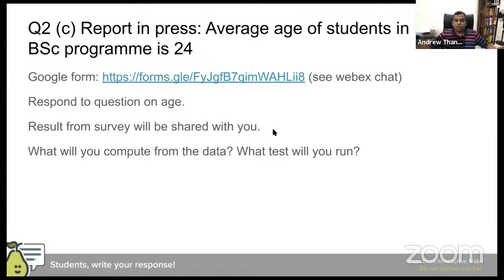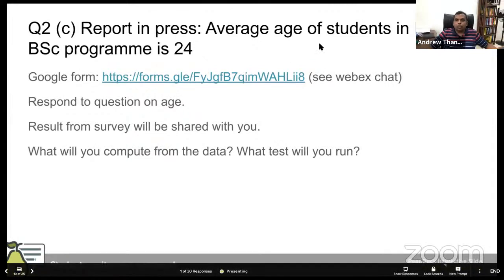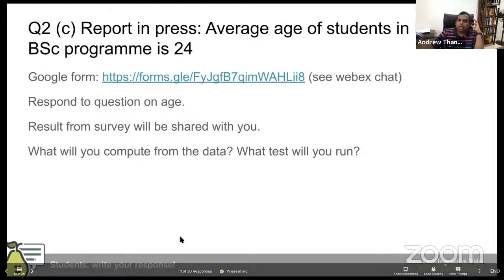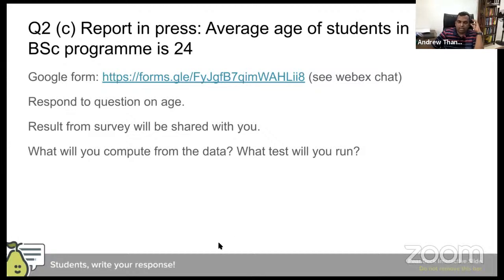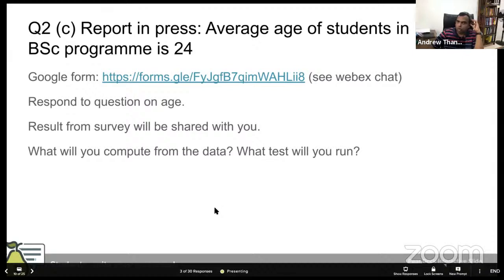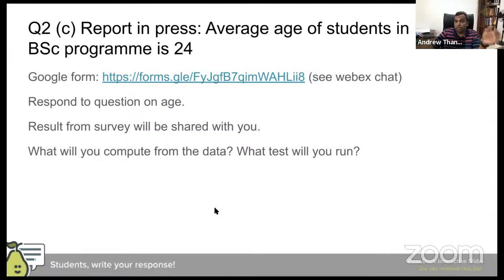What is the test you will run? That's the question you're supposed to answer in the slide. What will you compute from the data, and what is the test you will run? Let's see if you can come to that. What test will you run on this? What is this test called? There is a statistic you will take. You don't know the variance. You're making a normal approximation, which actually might not be a very good approximation in this case. But let's just say you take a normal approximation.